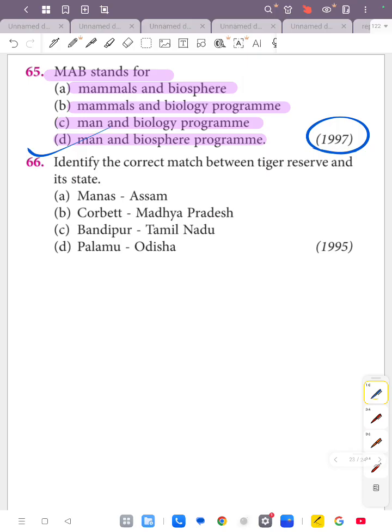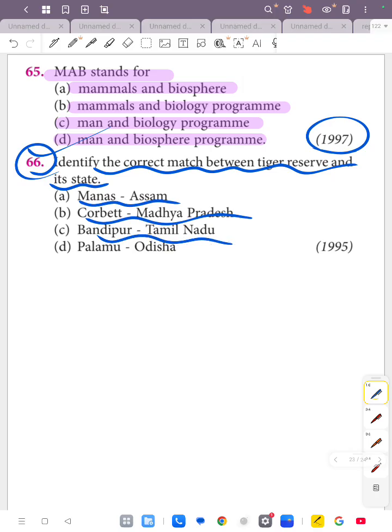Now, the last question for the day and for the chapter. Identify the correct match between Tiger Reserve and its state. Manas, Assam; Corbett, Madhya Pradesh; Bandipur, Tamil Nadu; and Palamu, Odisha. Now, this was asked in 1995. Does not hold relevance, but since we have read the question now, let's answer it as well.